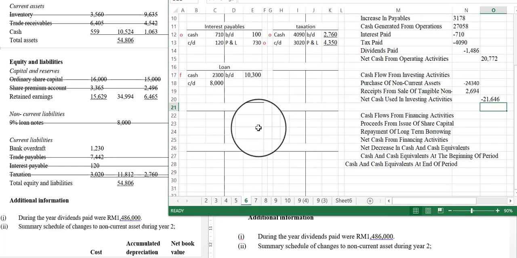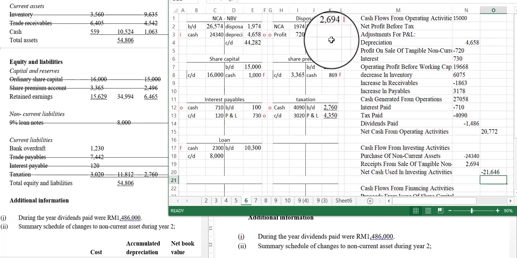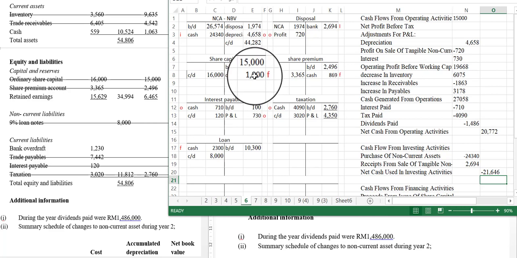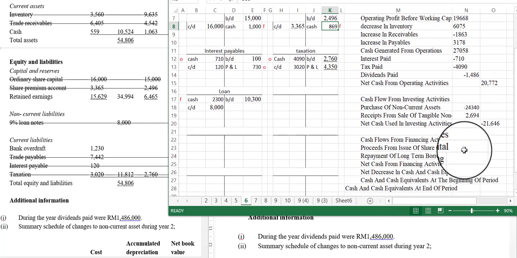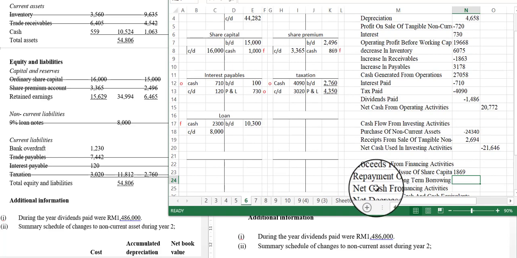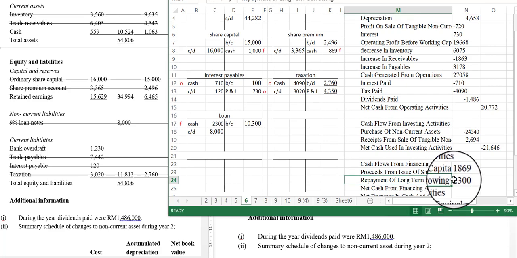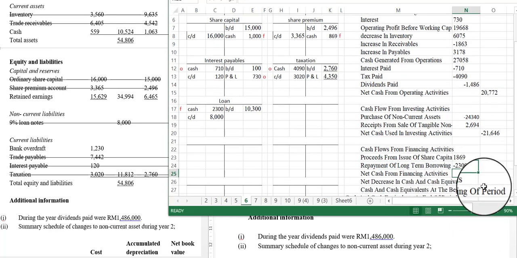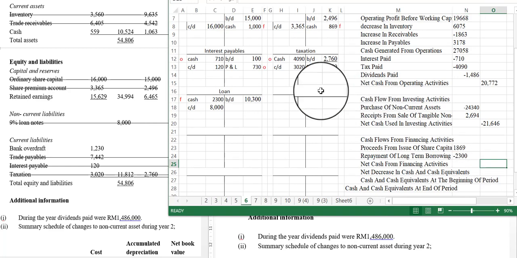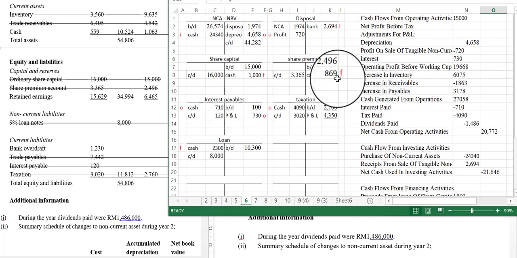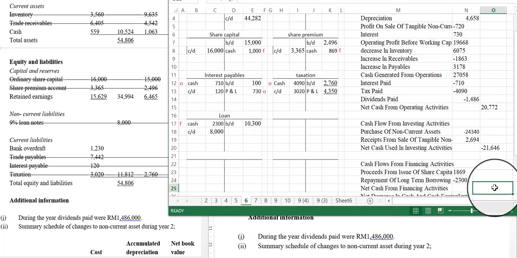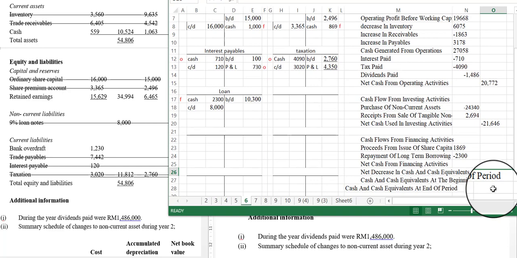Now proceeds from issuance of share capital. Look at this, your share capital account. You receive 1,000, you receive 860. So in total, how much you receive is 1869. Repayment of long-term borrowing means from your loan, you're actually paying back 2300. Since it's a repayment, your money goes out, so it's a negative sign. So that's all for your financing activities. We combine these two to become 1, so you have only 2. This side you have a negative 431. So total is a net decrease. You actually have a decrease of 1305.